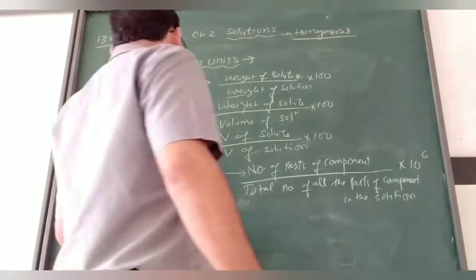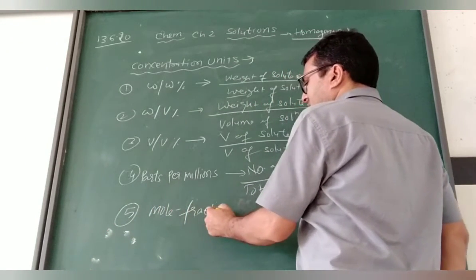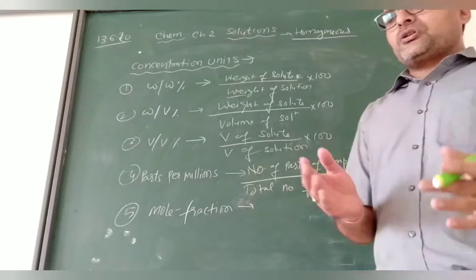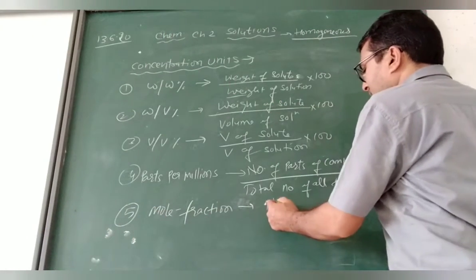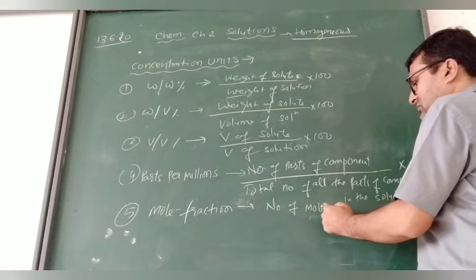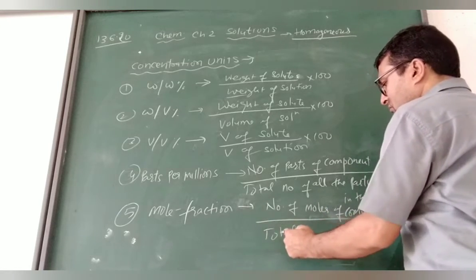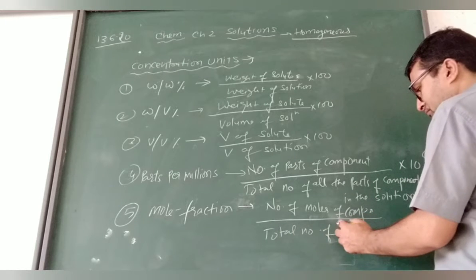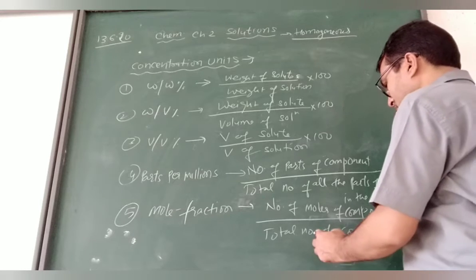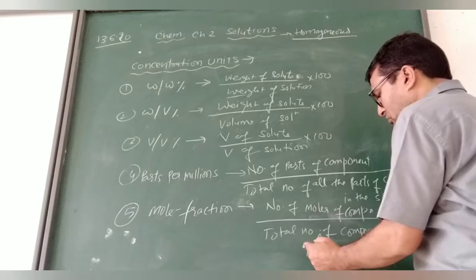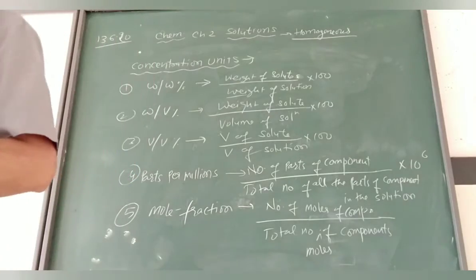Then the fifth unit is the mole fraction. This is the fraction of the moles of the component. So we will write number of moles of the component upon total number of moles of all the components, that gives the ratio or fraction.